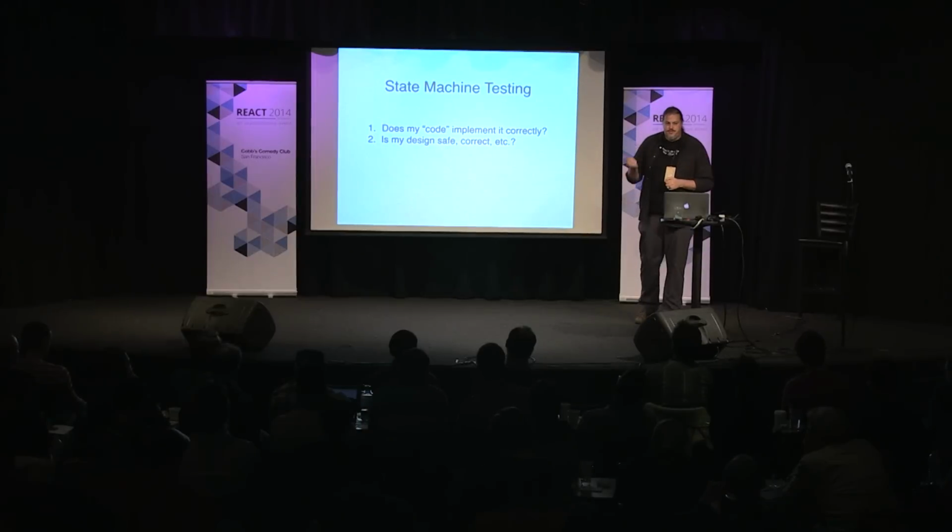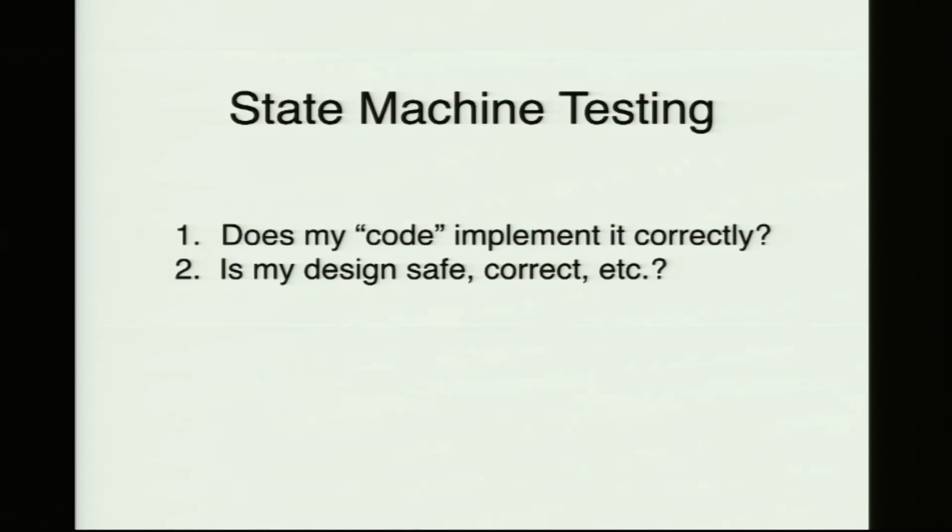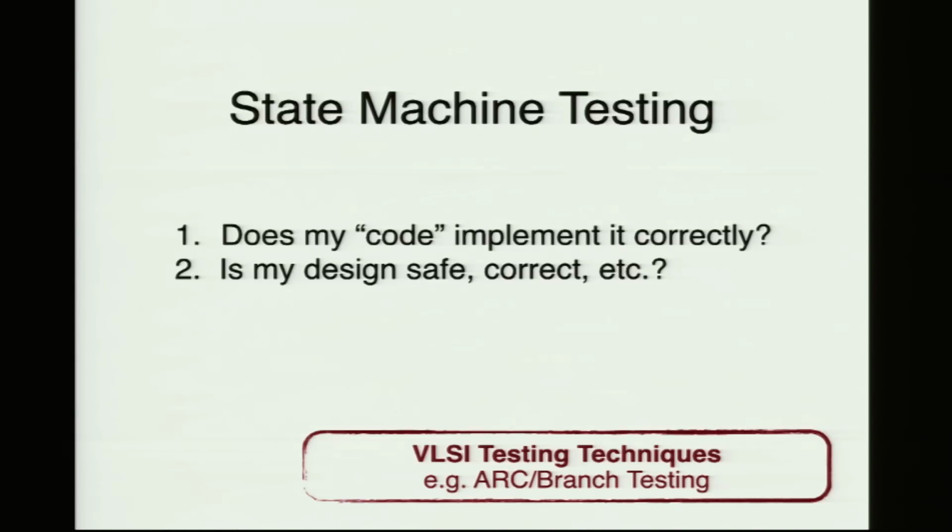In fact, there's two different areas for this. The first thing is, does my code implement it correctly? That's more along the lines of the branch testing and everything else. The second part is, is the design safe, correct, and everything associated with that. VLSI testing techniques have just banged the heck out of number 2 in all kinds of different ways, and number 1. So these are well-known, very established, very repeatable ways to make sure that state machines do what they want to do. The design around them also has a lot of work.